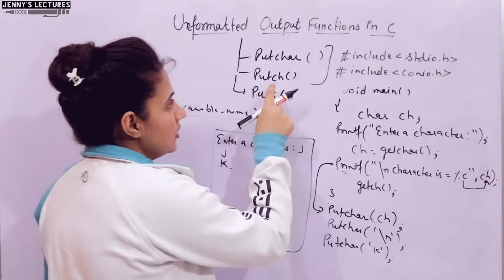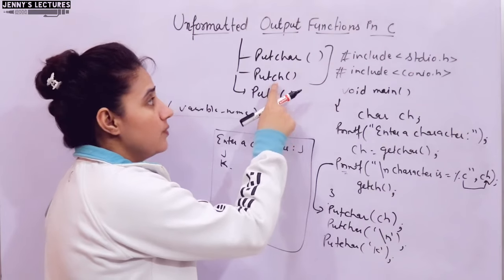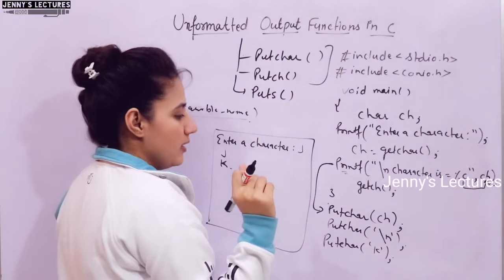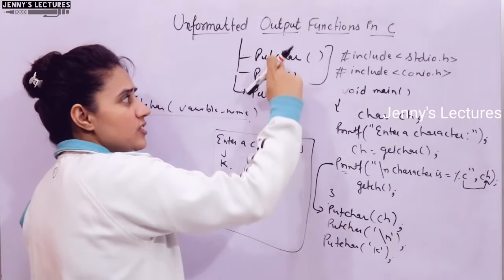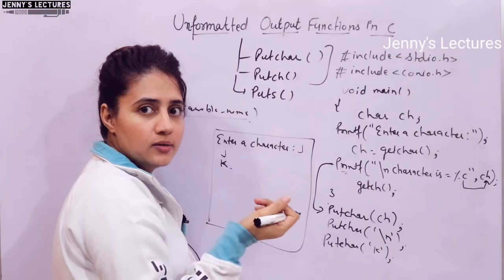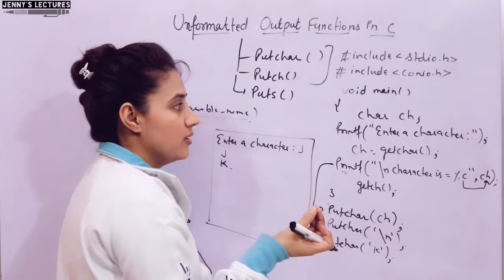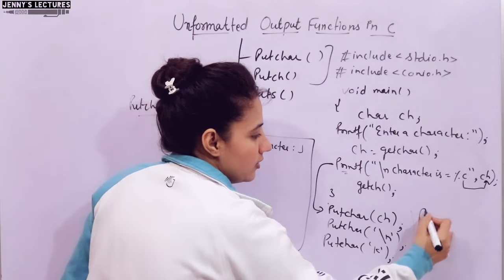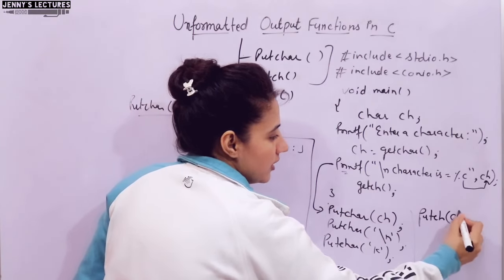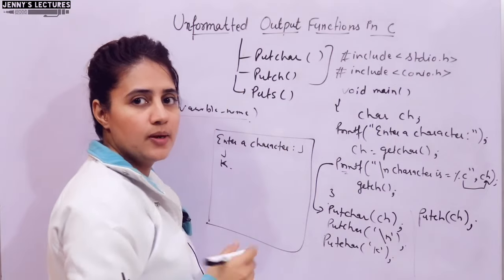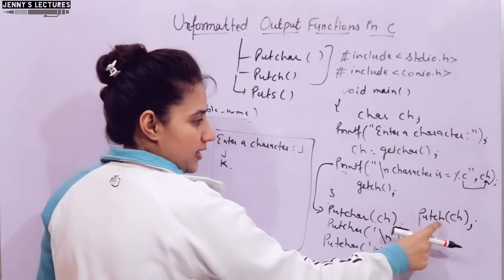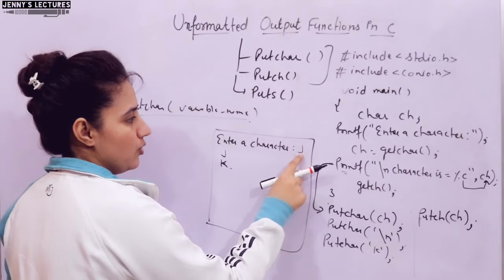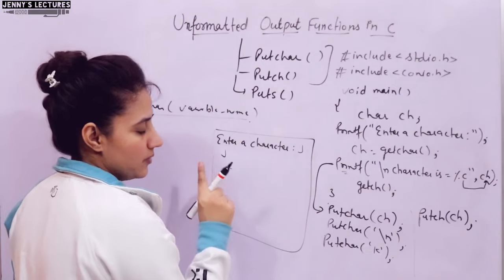Now next is the putch function, right? This is defined in the header file conio.h. The functioning of this and putchar is the same; it is also used to give you a single character as output. So rather than putchar, you can write putch and pass the variable name ch in the same way. If you write it like this, you will get the same output: whatever character you enter, say j, you will get j, right?